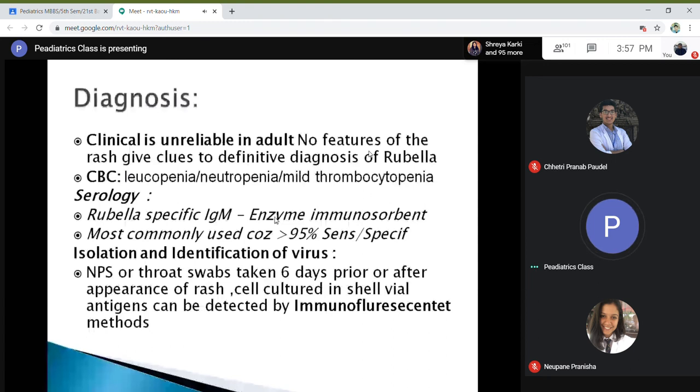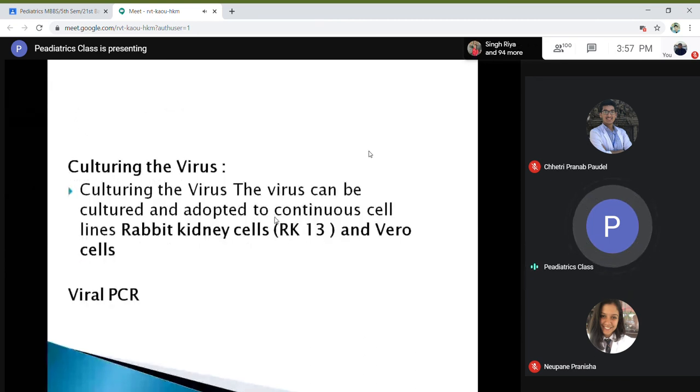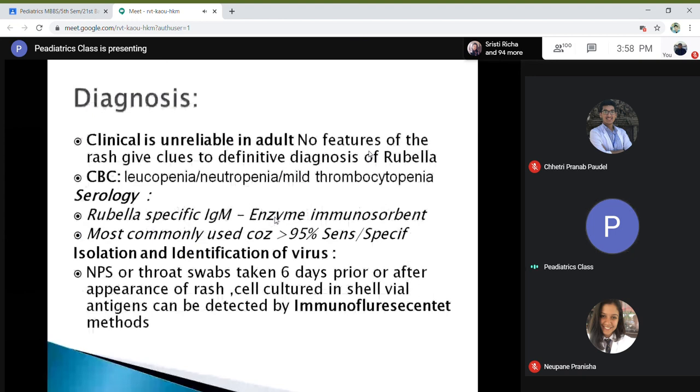Viral culture can be done with rabbit kidney cells. If you want to be specific, then viral PCR can be run. Nowadays PCR is so popular because of coronavirus, but it is not much available in our setting. Fundamentally, you must answer that these other methods can be applied, but practically the practical way is selected, which means clinical as well as serological.